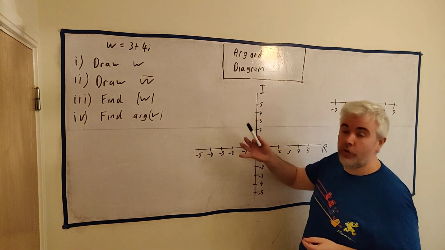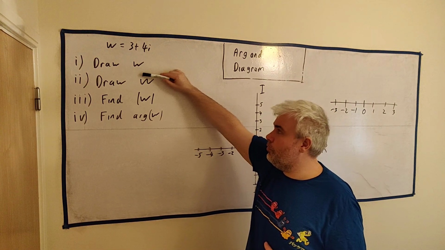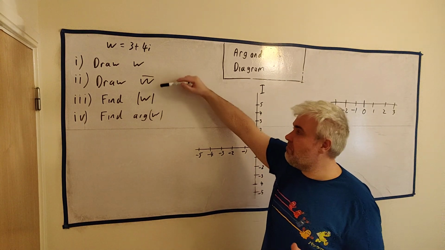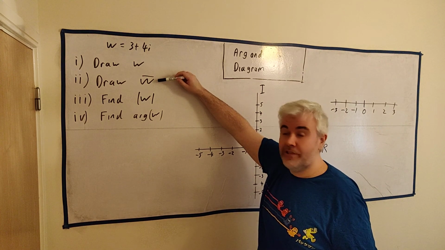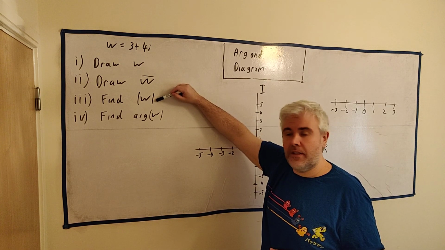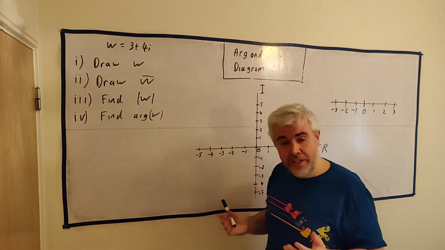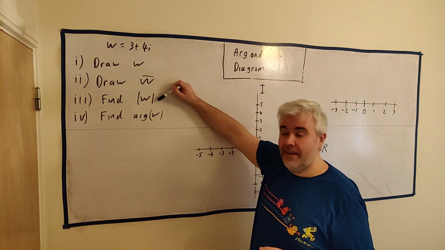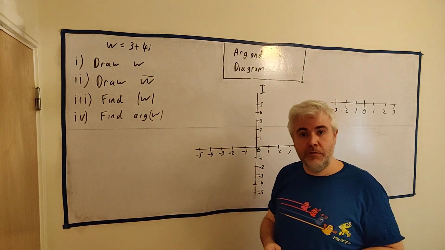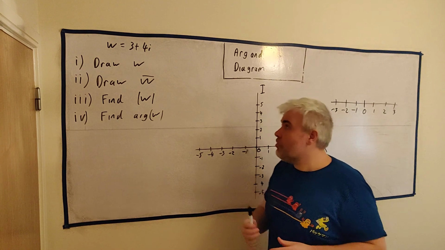I'll go ahead and show you how to draw w first of all. Then I'll show you how to draw w with this line above it. That's the complex conjugate we talked about in the last video. I'll talk about it again slightly, just as we're drawing it. Then I'll go ahead and find the modulus of w. It's really helpful to have the picture to get the modulus. We don't need the picture, but it's really helpful to have the picture to talk about it. And then finally I'll talk about the argument of w. Again, it's helpful to have the picture, but not necessarily needed. So let's jump right in.